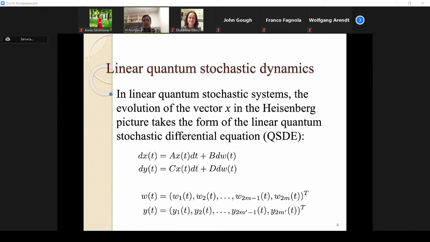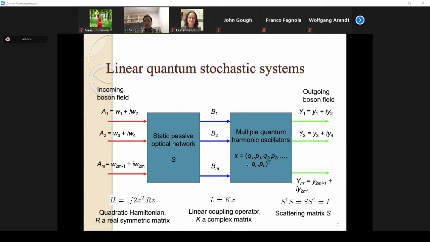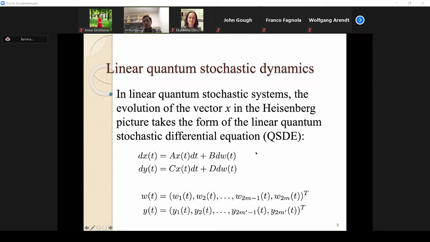All right, so when you write down the equations for the vector X in the Heisenberg picture, there's a unitary propagator that describes the interaction of the system and the fields. So when you write down the equation for the motion of X in the Heisenberg picture, what you will get is a linear quantum stochastic differential equation, which will be abbreviated as QSDE, that is of this form.